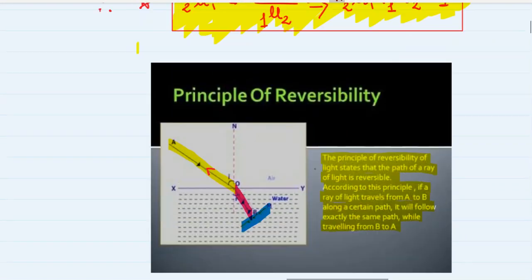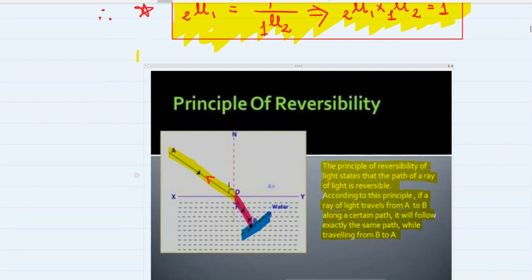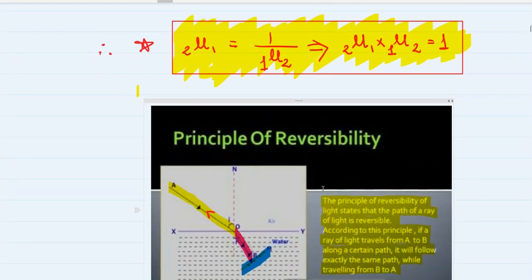This is mathematically proven by this formula. This formula proves the principle of reversibility of light. It states that when a ray of light enters from one transparent medium to a second transparent medium, and when it travels from the second transparent medium to the first transparent medium, in both cases it follows the same path.